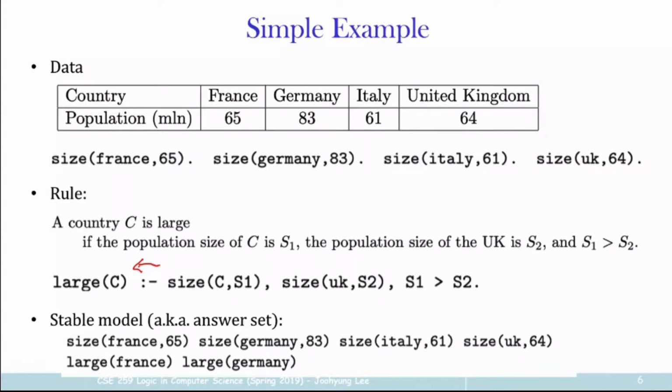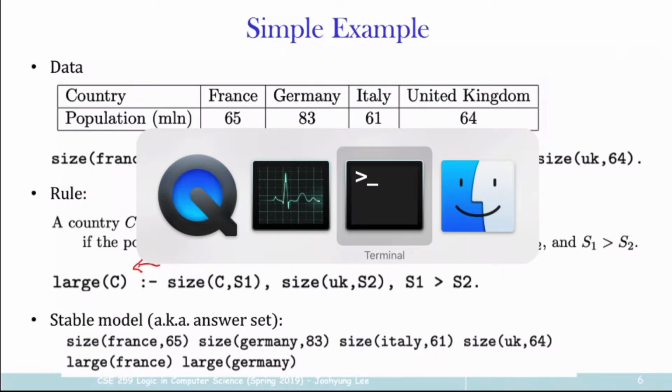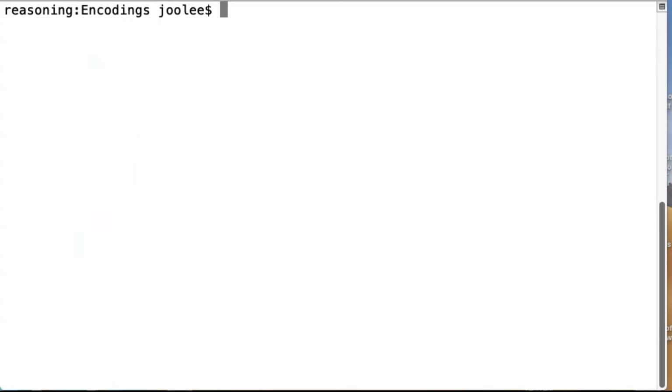Okay? So let's see how we can query this. If you download Clingo from the Potassco page, you can execute this in a command line. If you use a Mac like me, you can open the terminal and go to the directory that you want to write the example in. If you have a Windows machine, you can also open the command shell and do the same thing.